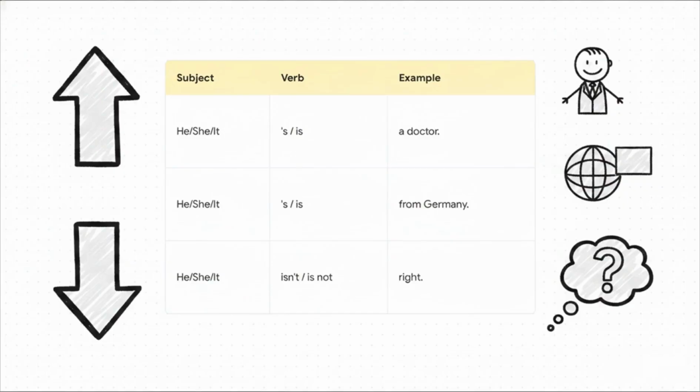But if we flip that to a negative, the verb just changes to is not, or the super common isn't, like he isn't right. This is your foundation. He, she, and it demand the verb is. If you can just visualize that simple rule, you've already won half the battle.